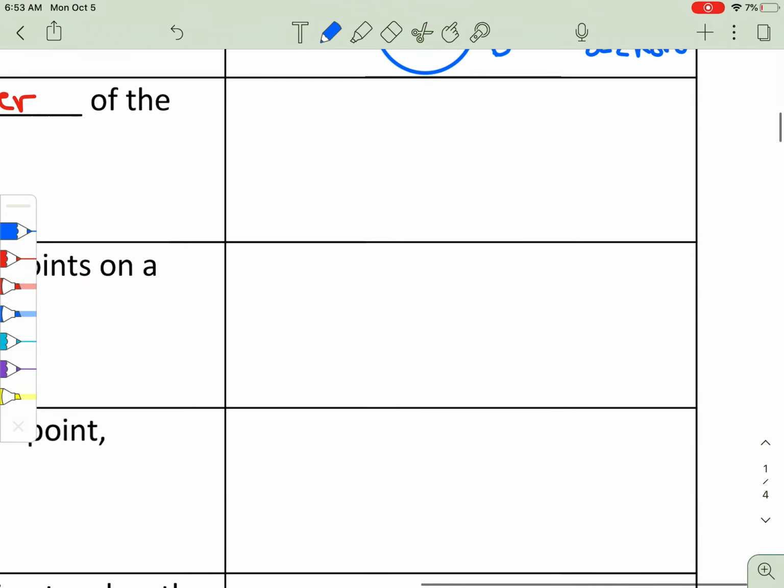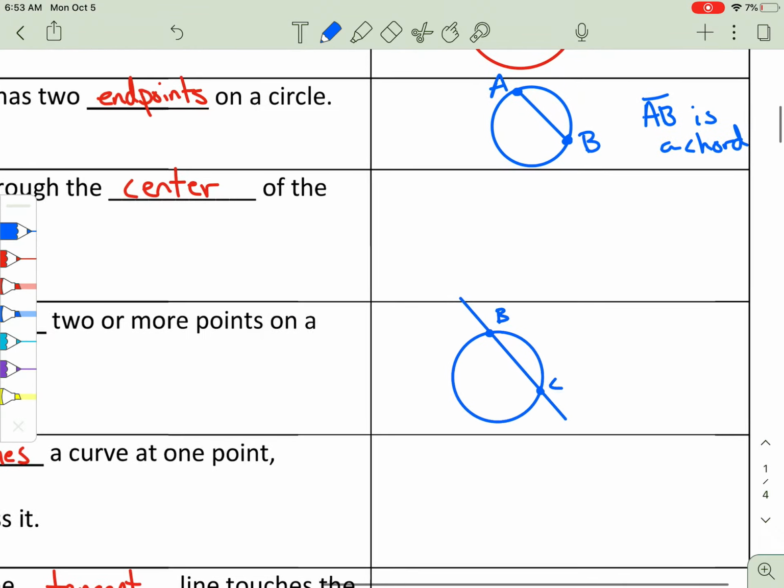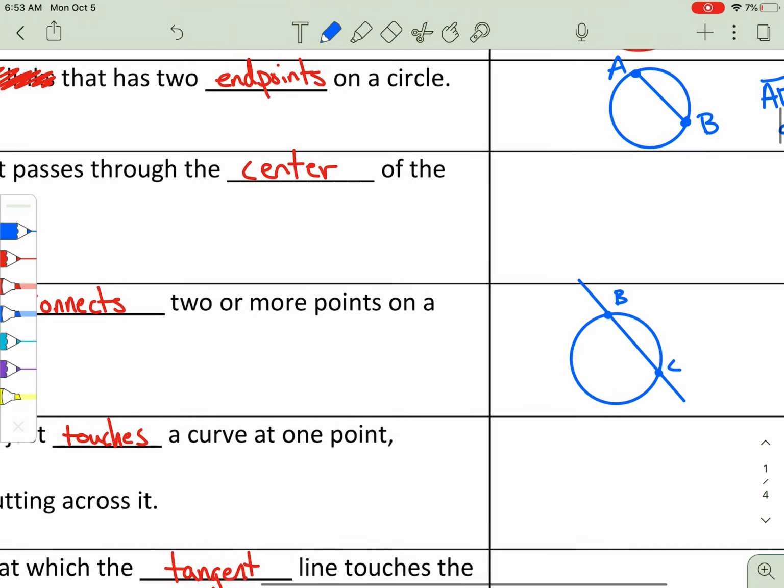A secant line looks very, very similar, but a secant line goes all the way through. So a chord does not, whereas a secant does, right? That's the difference between the two, and they get confused a lot, so make sure to pay attention to that definition.